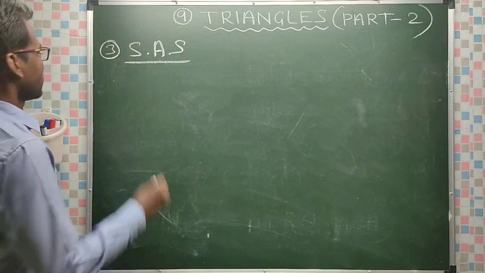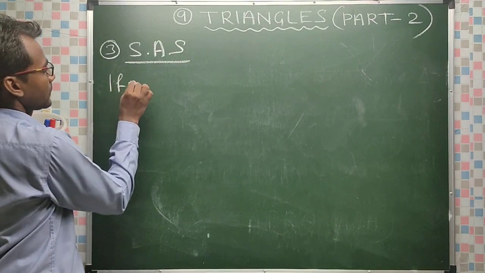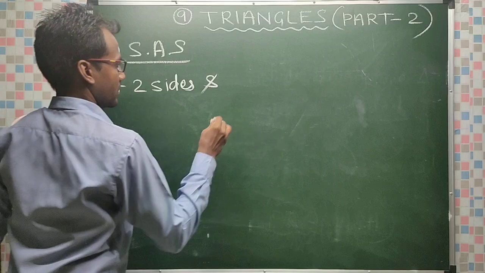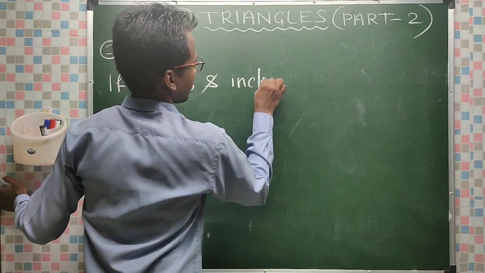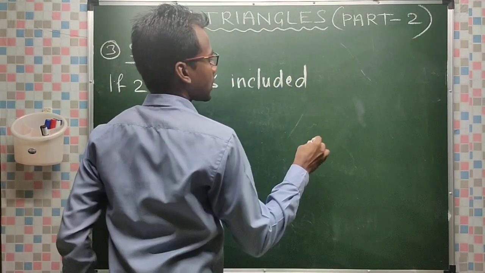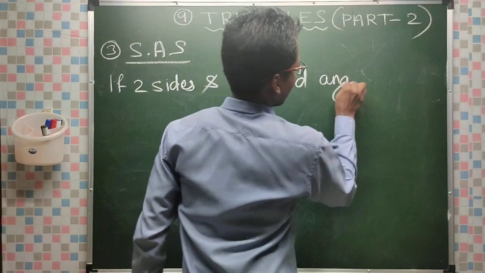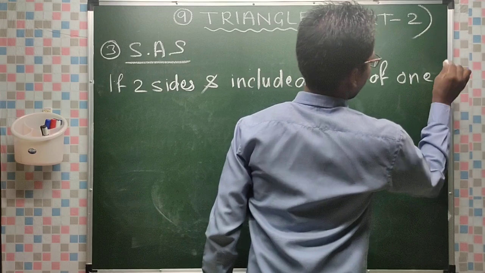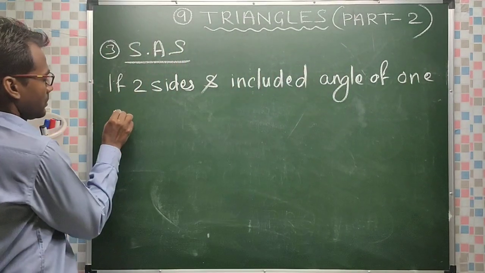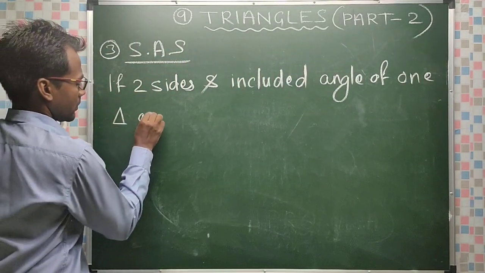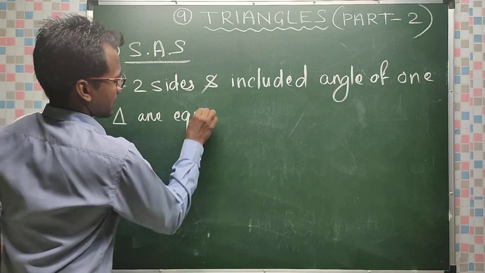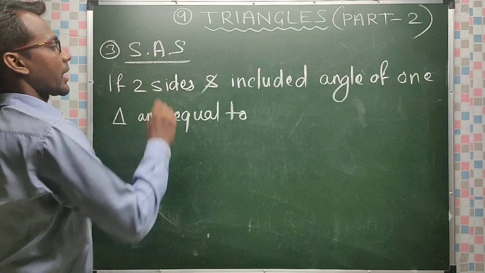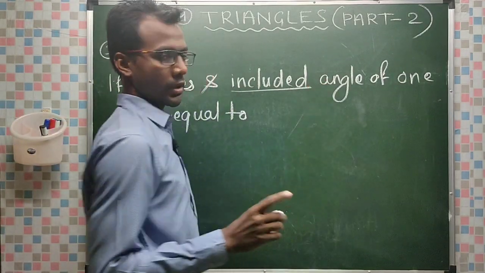So here we can write, if two sides and included angle of one triangle are equal to, okay, the two sides and included angle. Do not forget to mention the word included.